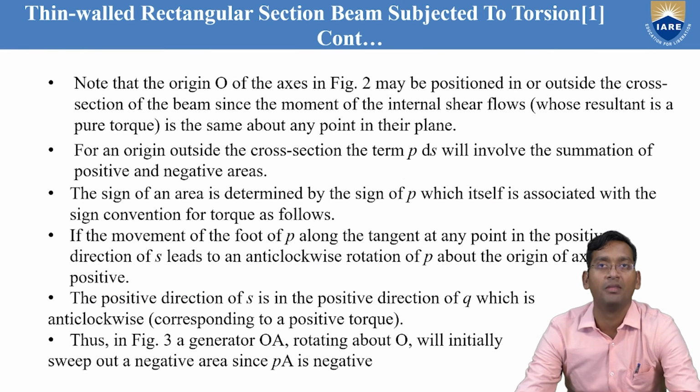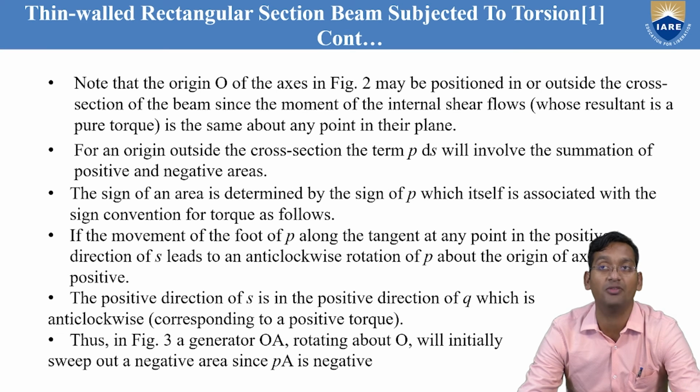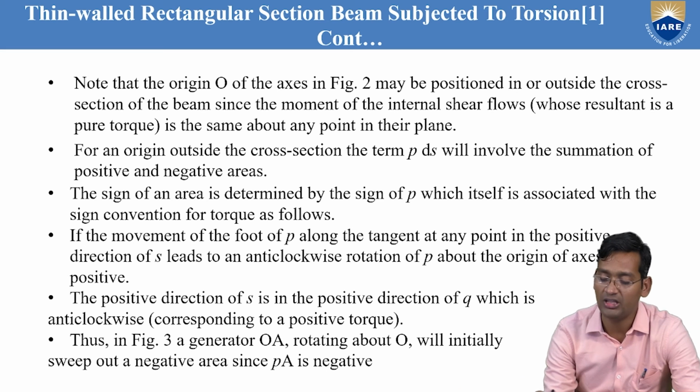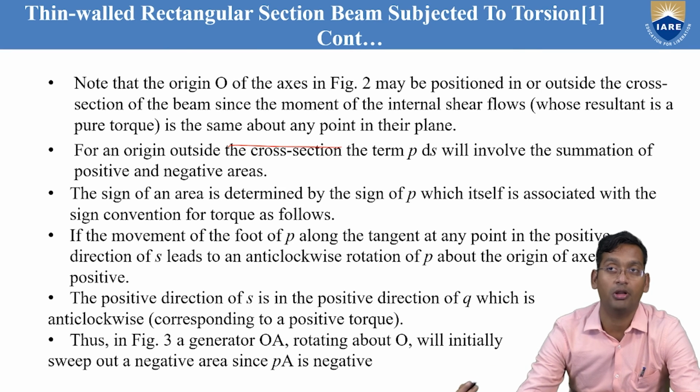Note that the origin O of the axis in figure 2 may be positioned in or outside the cross section of the beam, since the moment of the internal shear flow, whose resultant is the pure torque, is the same about any point in that plane. So in that plane, whatever is there, that shear flow will be uniform, right? So that can be either inside or outside, that doesn't affect. For an origin outside, what happens?